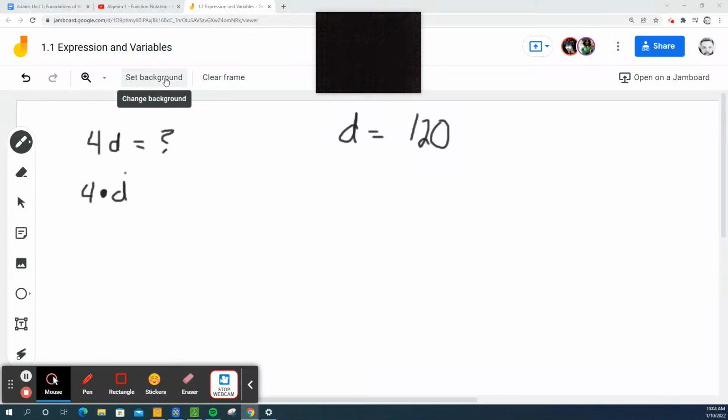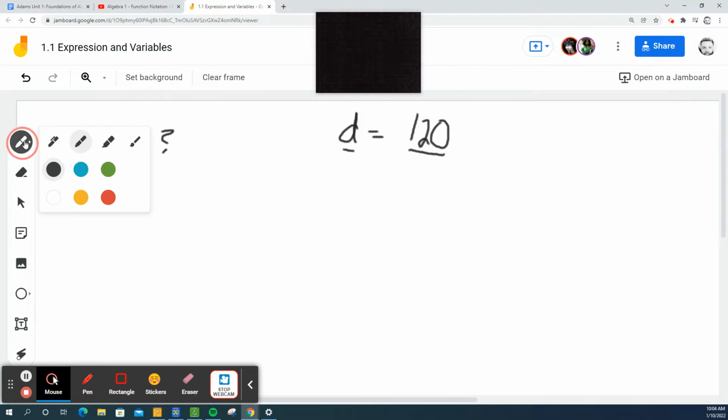All right, so this particular problem, we have 4D is equal to something, but we want to know what it is when D is equal to 120. Now remember that whenever you have a number right next to the letter, does anybody in here remember what we call the number in front of a letter? That's called a coefficient.